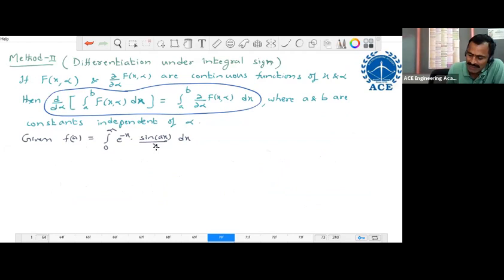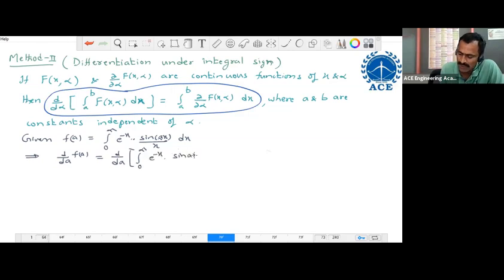To eliminate this x, we should have x in the numerator. To get x here, we treat this as a function of two variables a and x. When you differentiate sin ax with respect to a, x will be constant. In such a case, we get x here, so that x will get cancelled, which implies d by da of f of a, differentiating with respect to the parameter a, equals integral 0 to infinity e power minus x into sin ax.